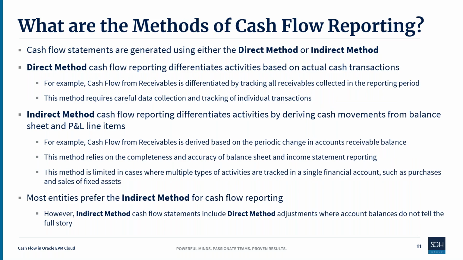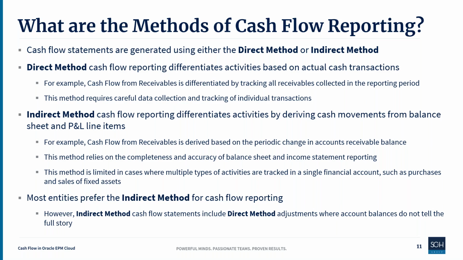In terms of methodology for cash flow reporting, there's really two main methods you'll see that are recommended across the board. There's a direct method and an indirect method. The direct method differentiates activities based on actual cash transactions. You have a cash transaction, you record it as a cash flow. If you have an expense, you record the expense as a cash transaction.